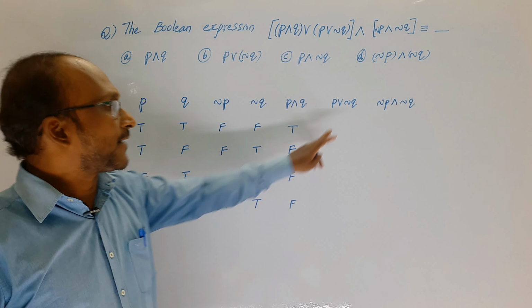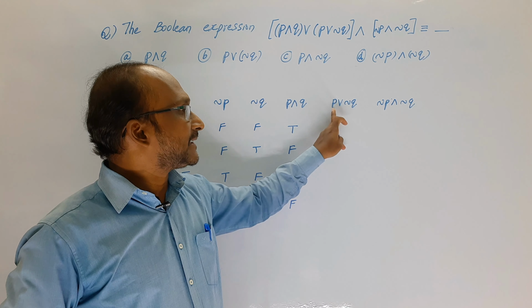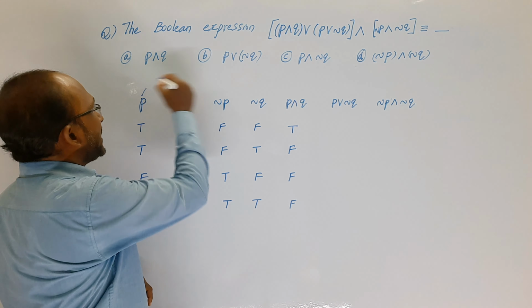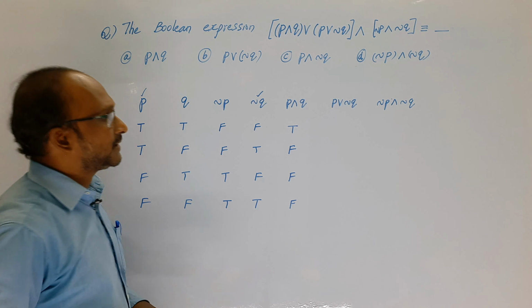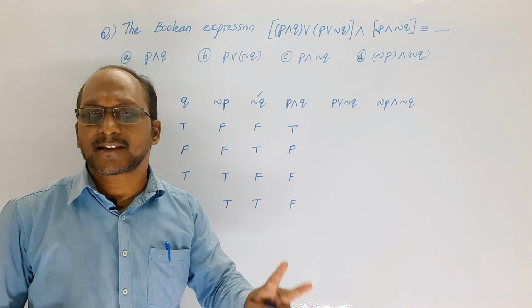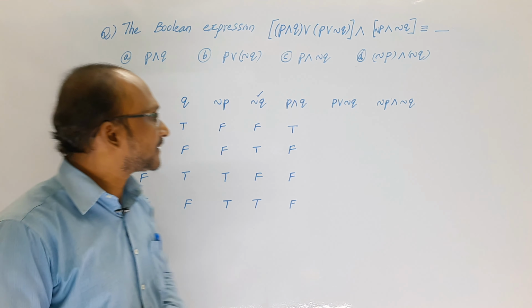Next, we have to find the disjunction of P and negation Q. Disjunction means when both the statements are false, result is false.